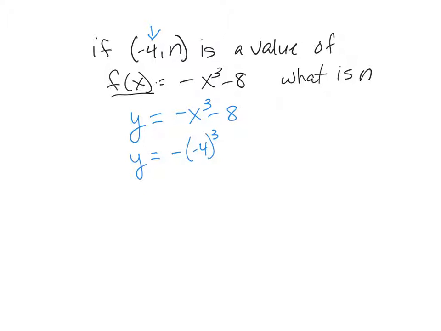If that -x was in parentheses, then the cube would go to everything, but it doesn't. It only goes to the thing right to its left. So you have to put that -4 in parentheses, and these are really hard. A lot of kids mess up on these. So minus 8. So we have that negative on the outside. -4 cubed is -64 minus 8. Well, minus 64 is positive 64 minus 8, which I believe is 56.